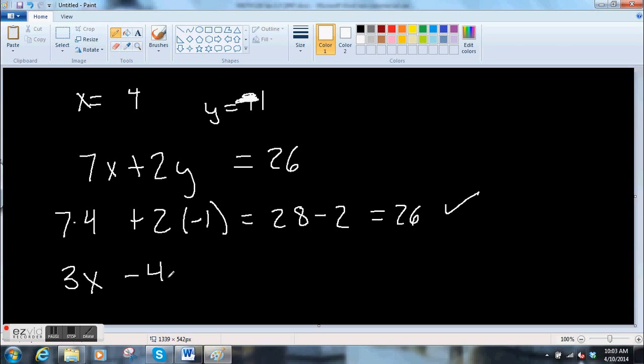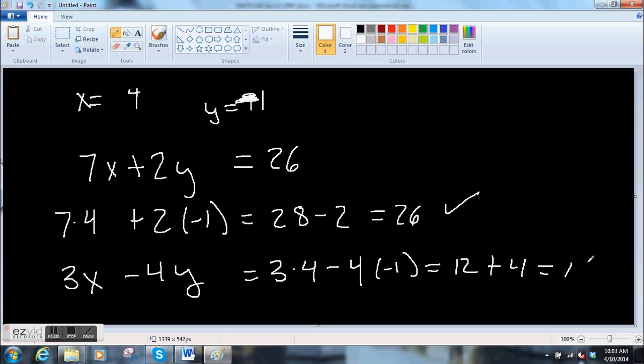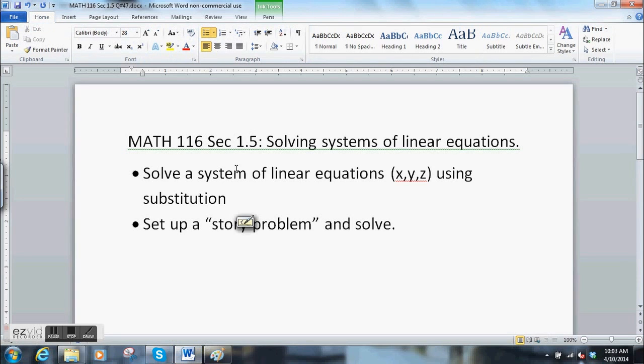The second problem is 3x minus 4y. So if you plug in x equals 4, you get 3 times 4 minus 4 times y, which is -1. That's 12 plus 4 is equal to 16, which was the original equation. So check. So that is an example of a solve a system of linear equations question.